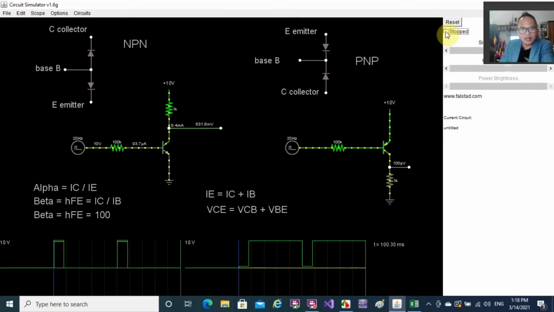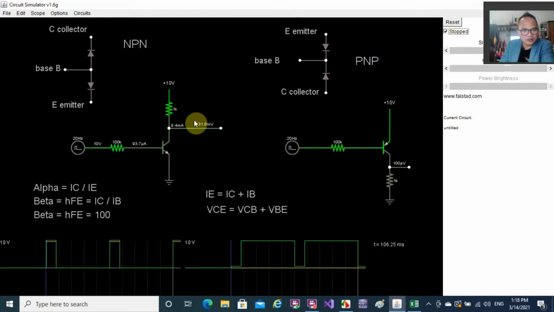Let's start to see the output. This is our output, 631 millivolts. 93.7 microamperes is the base current, based on Kirchhoff's voltage law in a closed loop voltage network. Equate to 0 the voltage drop, which is 10 volts minus 0.7 for the VBE over the 100K resistance, equals 93.7 microamperes. IC, which is 9.4 milliamperes, is 93.7 microamperes multiplied by beta 100, equal to 9.4 milliamperes.